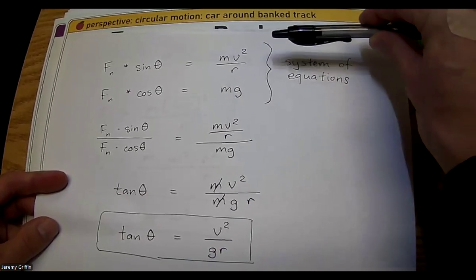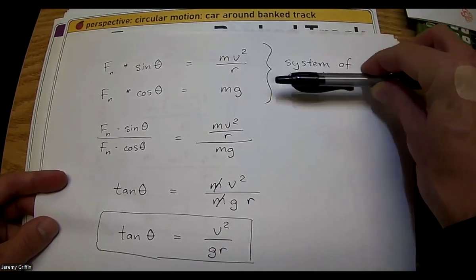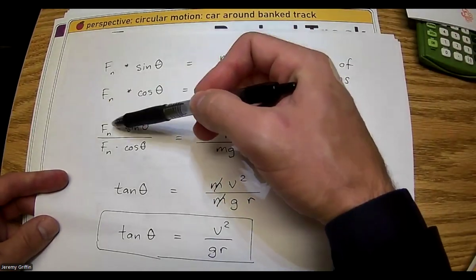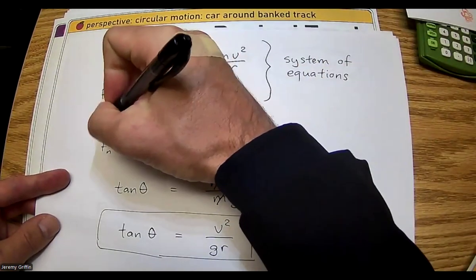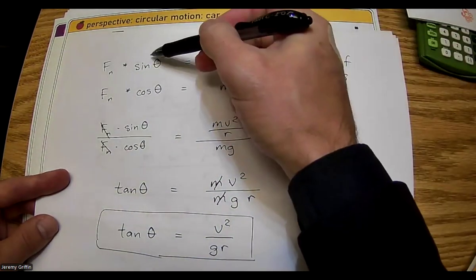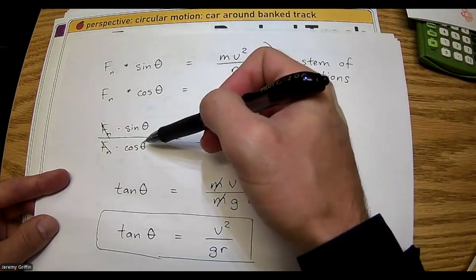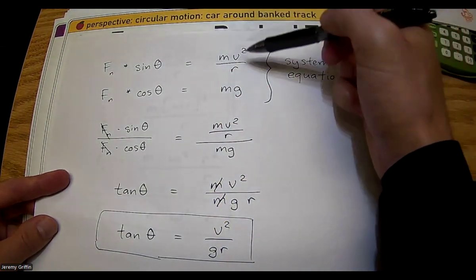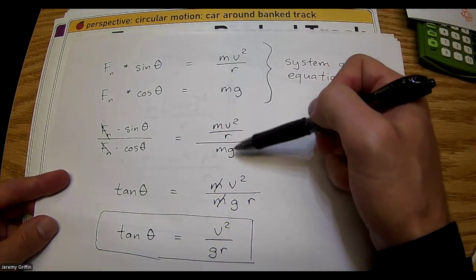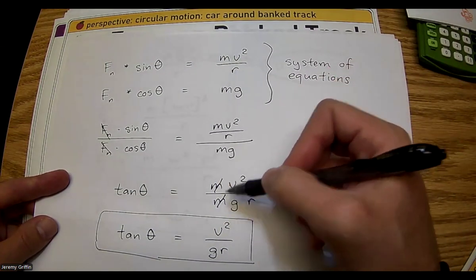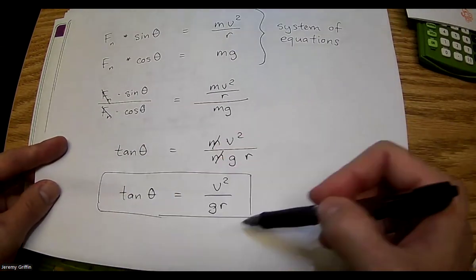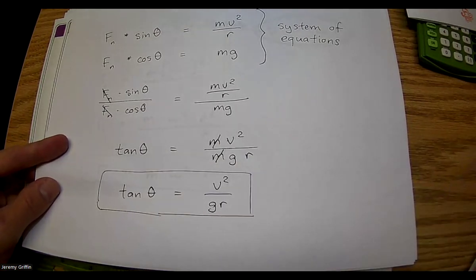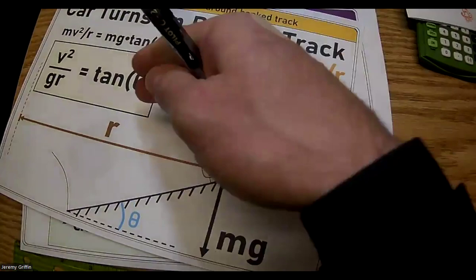Guys, if you have a system of equations, are you allowed to take one equation and divide by the other equation? Can you do that? What is normal force divided by normal force? 1, it goes away. What is sine divided by cosine? Tan. And then mv squared over r divided by mg, what cancels? The m. And then it leads you exactly to that gold box. Maybe it's a more methodical way to get there. Just like that.